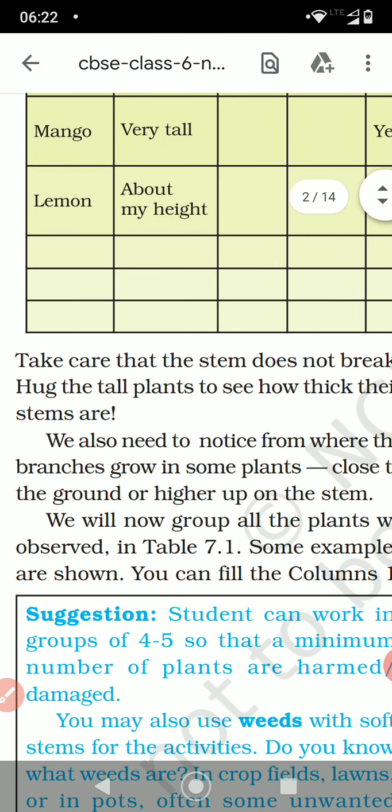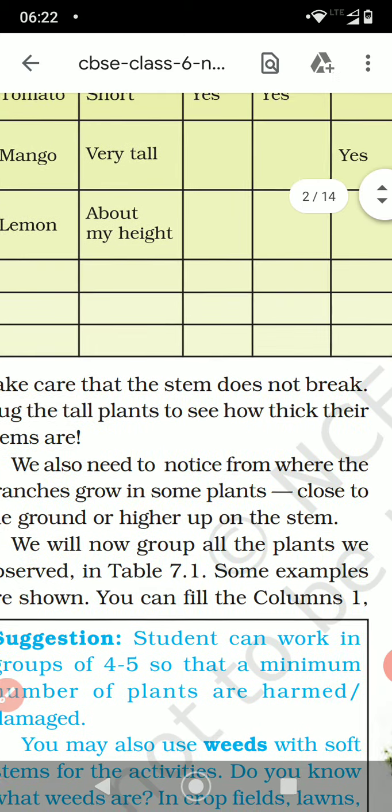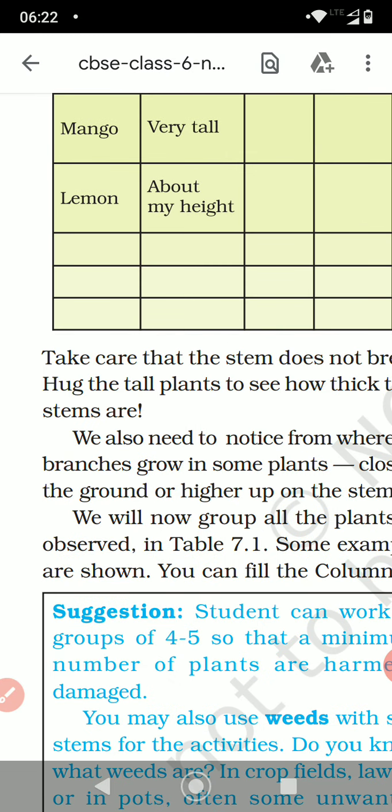Right? Now hug the plants to see how thick their stems are. So you have to check how much comes in your arms. Are you able to hug the trees, or does it come between your palms only, or you have to hug it with both arms, or is one arm sufficient? So by this we get to know the girth of the tree, like the tree trunk. Okay, so how wide it is in circumference.